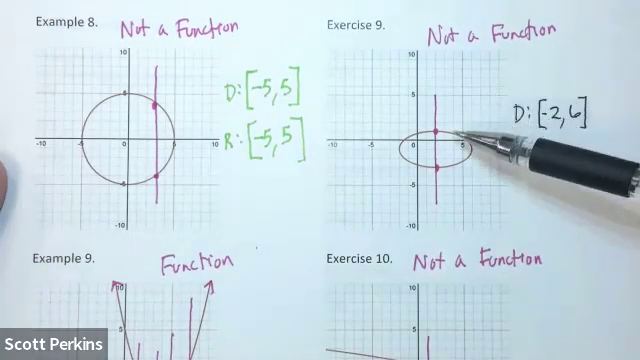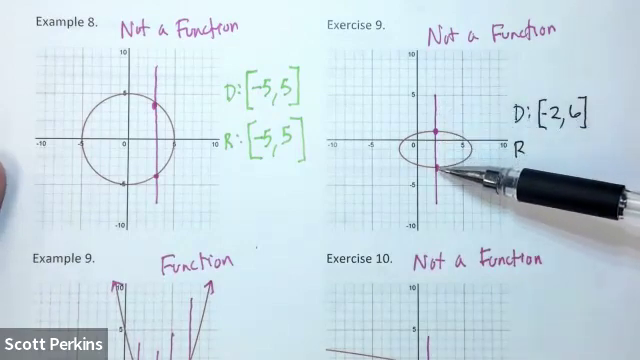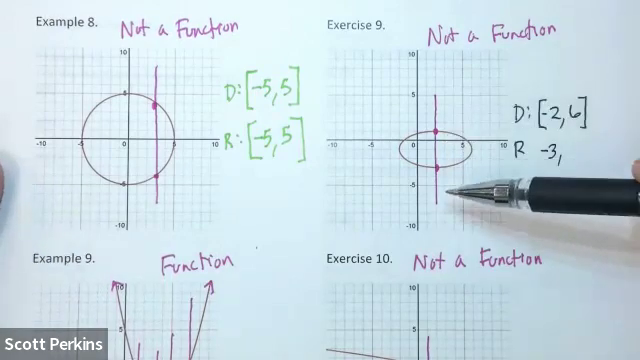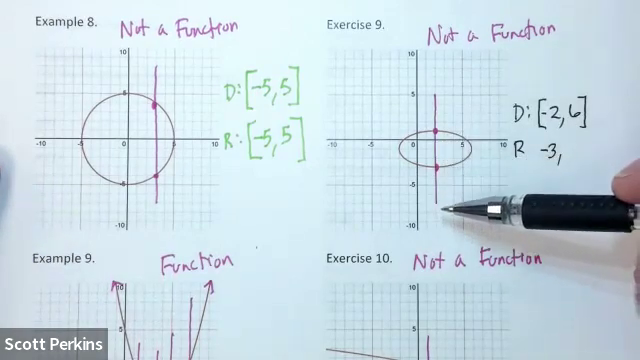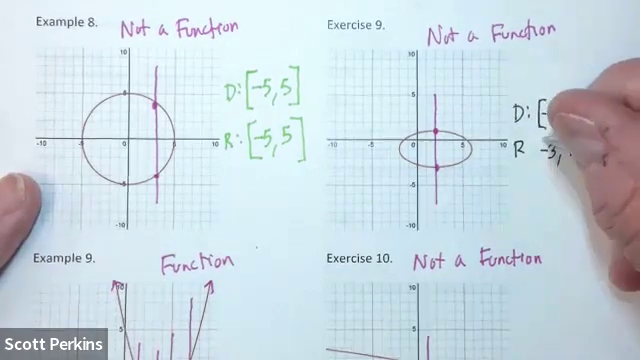How about the range? What's the lowest y value as I go down here? Yeah, -3. Again, don't question it too much. I make these nice and obvious, hopefully. What's the largest y value? Great.